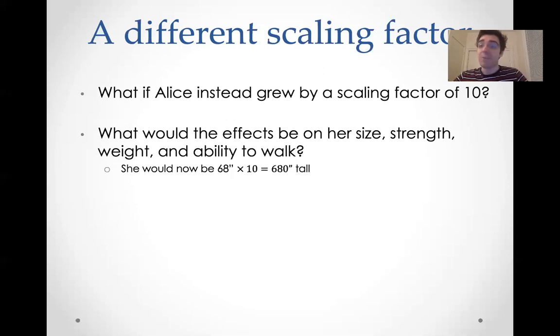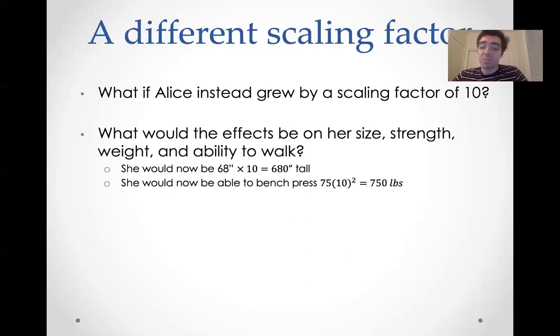So as far as her height goes, remember height is a one-dimensional measure. This scaling factor of 10 means that all things that are one-dimensional about her will be 10 times the size they used to be. So her height, which again is one-dimensional, is just going to be multiplied by a factor of 10. She'll now be 680 inches tall.